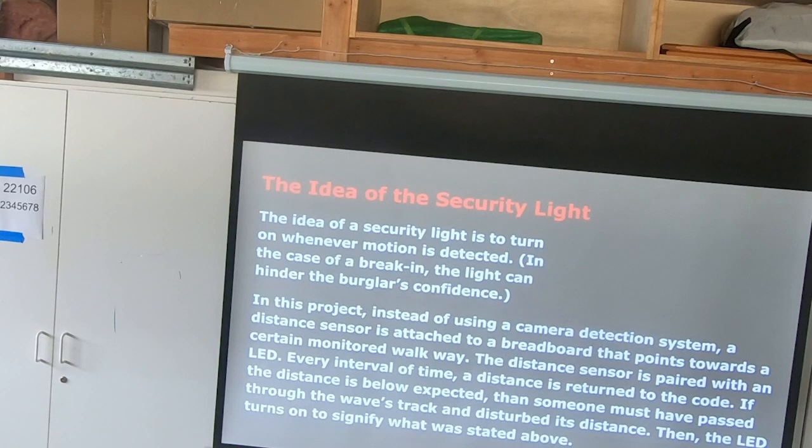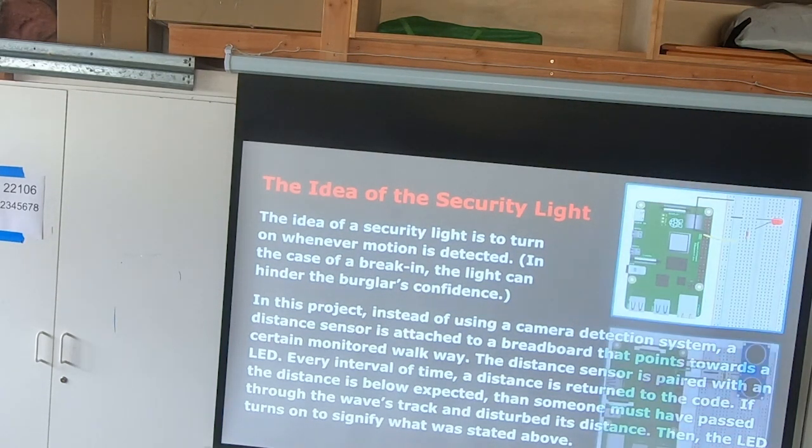Every interval of time, a distance is returned to the code. If the distance is below expected, then someone must have passed through the wave's track and disturbed its distance. Then the LED turns on to signify what was stated above. So to do this, we combine this project with this project.